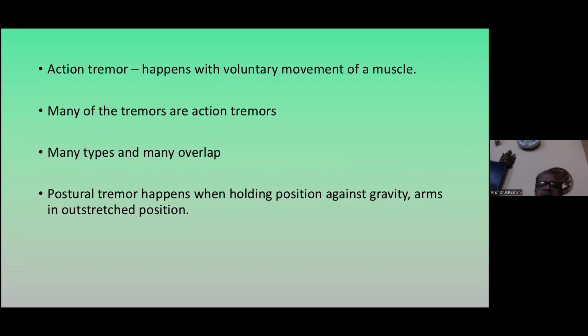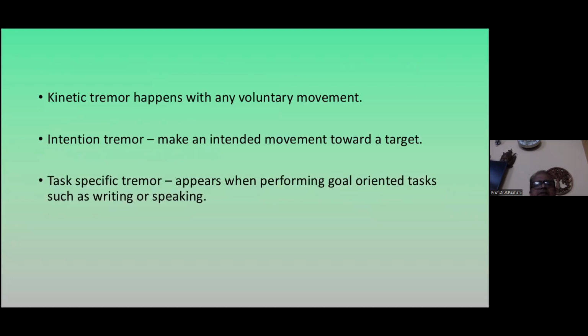The postural tremor happens when holding a position against gravity, with arms in an outstretched position. So you ask the patient to stretch the hands out and spread the fingers, and look for the tremor. That gives a clue that it is a postural tremor. It is not there in the resting position. Kinetic tremor happens with any voluntary movement. Intention tremor occurs when making an intended movement toward a target. Usually we do finger-nose coordination, and finger to finger nose. Sometimes the patient has so much tremor that they can injure the eye while testing finger to nose, so you can do a finger to chin or finger to finger test. That time you can see the intention tremor. It happens when they move toward a target.